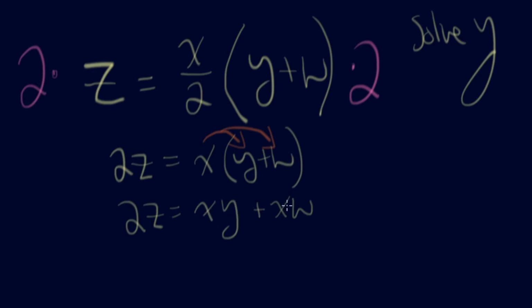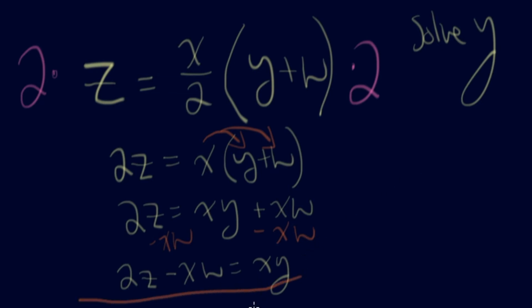I'm going to leave this term there, and I'm going to go and subtract xw from both sides. Now that's going to leave me with something that looks really ugly, like 2z minus xw is equal to xy. Okay. Well, I need to get it to say y equals, so I'm going to divide both sides by x, just like this. So when I do that, it's going to say y equals. It's going to be very exciting. And this is kind of what it will look like.